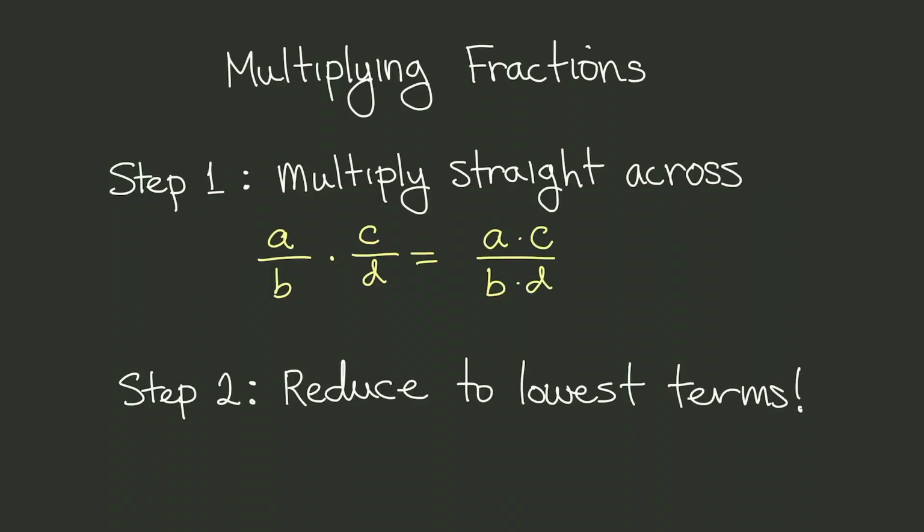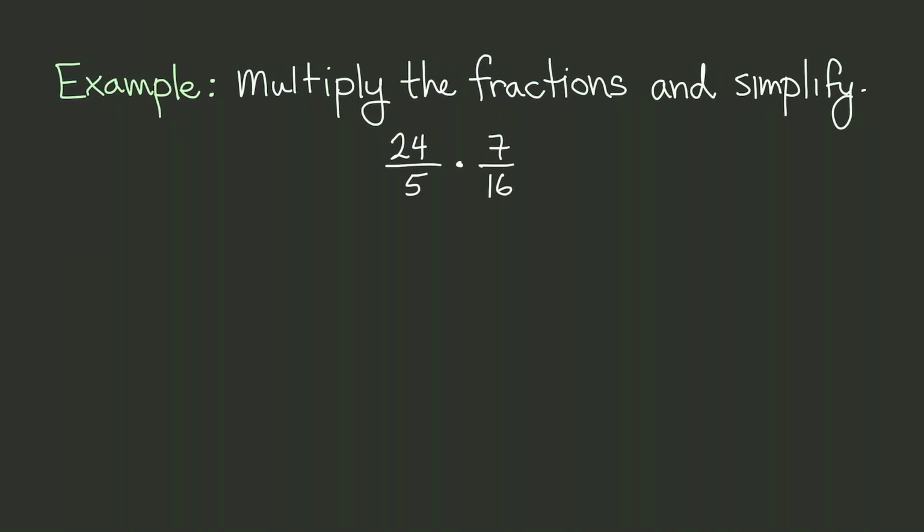And then the second step is going to be reduce that to lowest terms. In this example, we're supposed to multiply these two fractions and then simplify. So we have 24 fifths times 7/16. So our first step is going to be to multiply this straight across, the numerator and the denominator. I'm going to write that as 24 times 7 divided by 5 times 16.